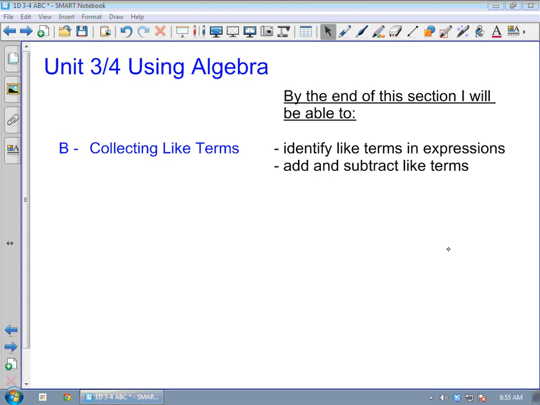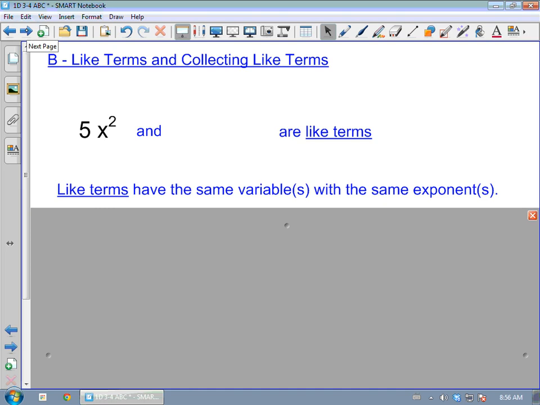This lesson covers some material from Unit 3-4 using algebra. We're going to look at some stuff from Box B here, collecting like terms. And what we want to be able to do by the end of this lesson is identify what like terms are in expressions or in polynomials, and we want to be able to add or subtract like terms from each other. The easiest way to tell you what like terms are is to give you some examples of things that are like terms and some things that are not like terms.